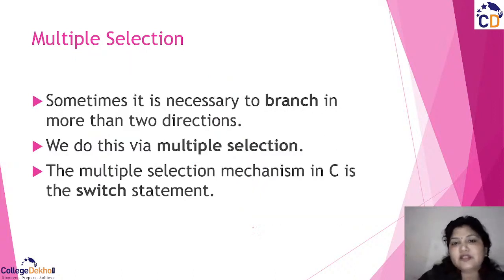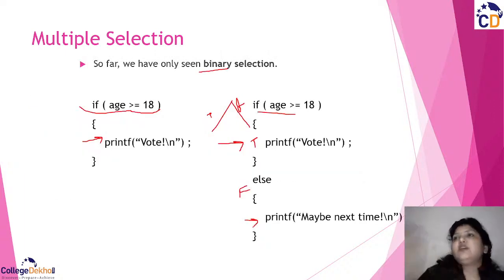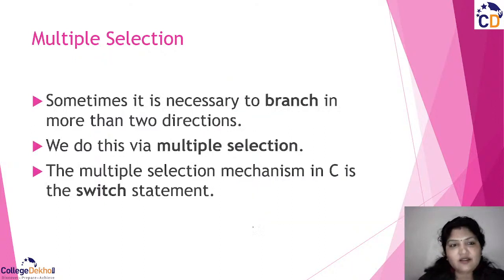First of all, sometimes it is necessary to branch in more than two directions. A binary selection has only two things, either true or false, 0 or 1. But what is beyond that? If it is not true and not false, and something else is there, what are you going to do? When you have multiple selections, the multiple selection mechanism in C is the switch statement.